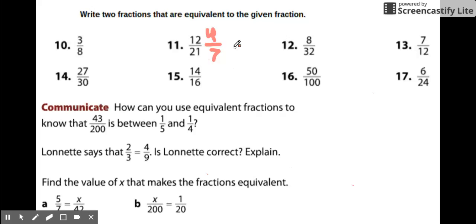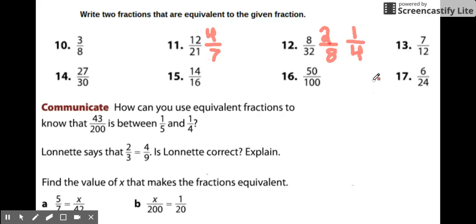But then on number 12, you've got 8 over 32. And both of those can be divided by the number 4. So if you divided by 4, you would get 2 over 8. And that can actually be reduced more. So you could divide by 2 again, and you can get 1/4. So I already gave you the 2 examples for that.